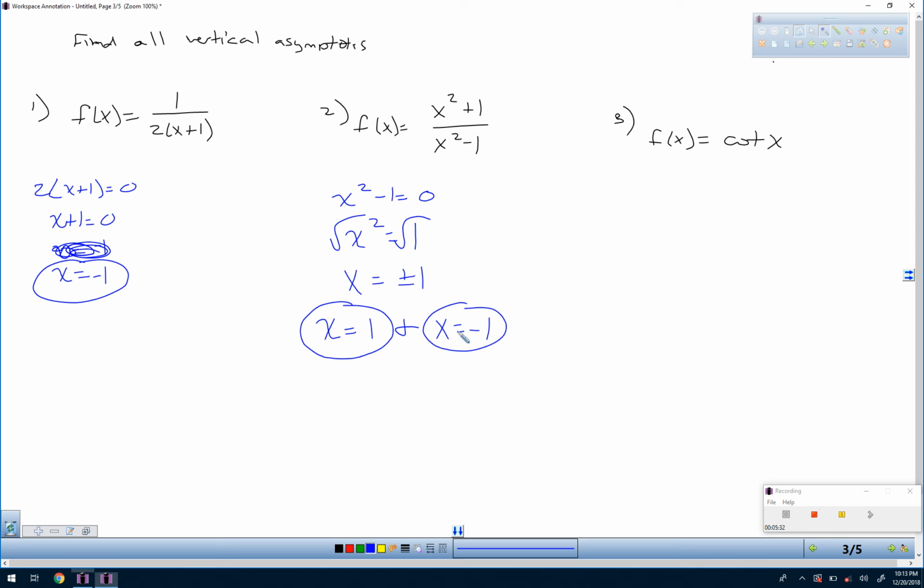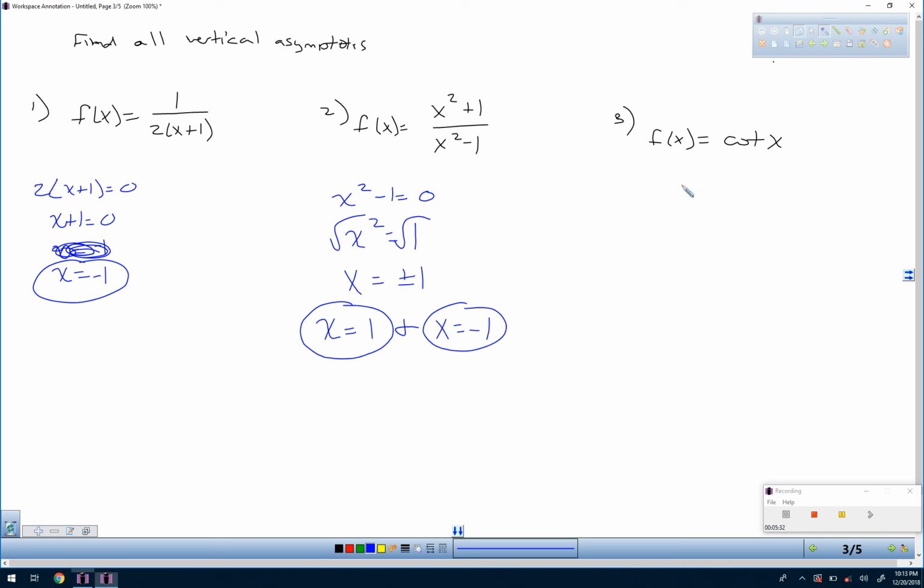Keep in mind, again, in order for it to be a vertical asymptote, wherever the function is not defined, you plug it into the numerator, and as long as you don't get 0, then it's a vertical asymptote. If you get 0, then it's what we call a removable discontinuity. In other words, there's a hole there. We'll get into that a little bit later.